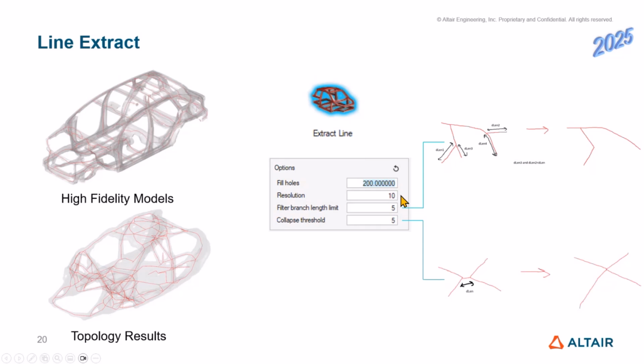The resolution is obviously the level of detail of the line extract. And then there are two other options here. With the branch length limit on the top right, you can see that we consolidate the number of legs if that parameter is set. And then the collapse threshold is really for jointed locations, to make sure that anything within a certain tolerance is snapped to one control point or one junction.